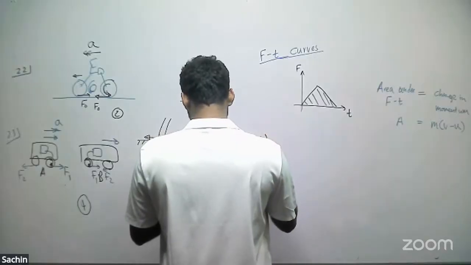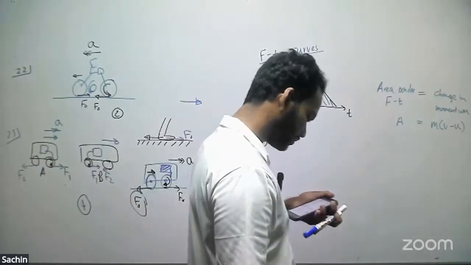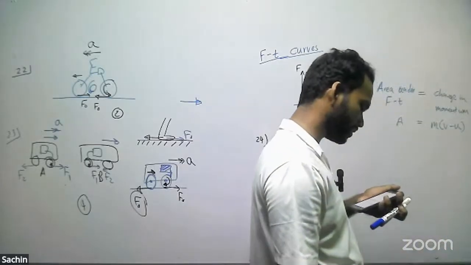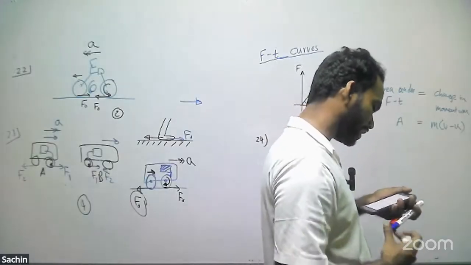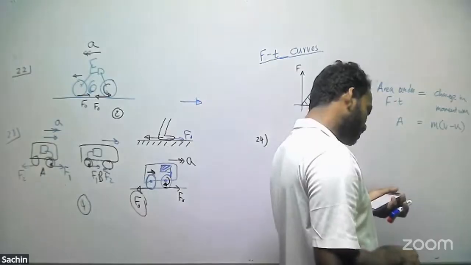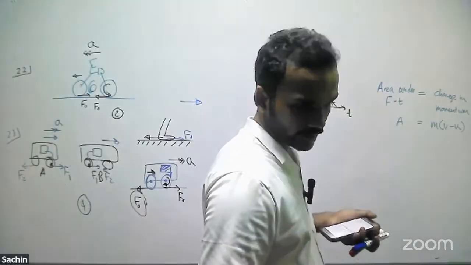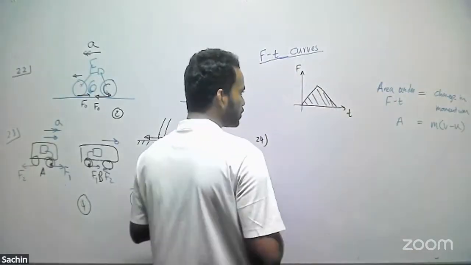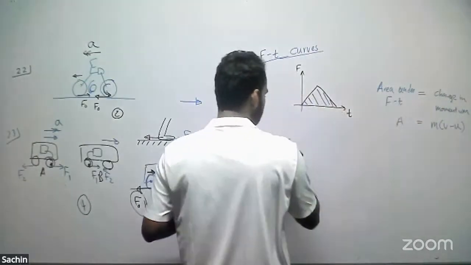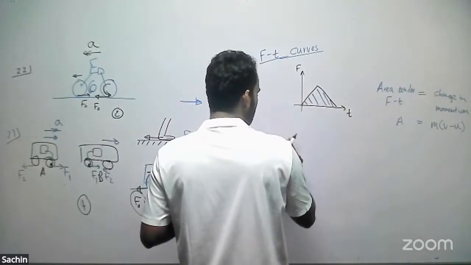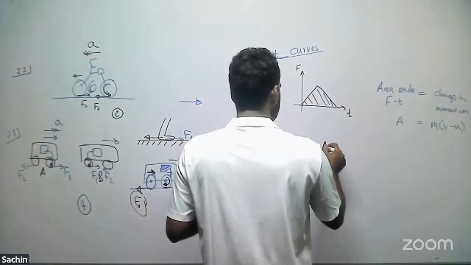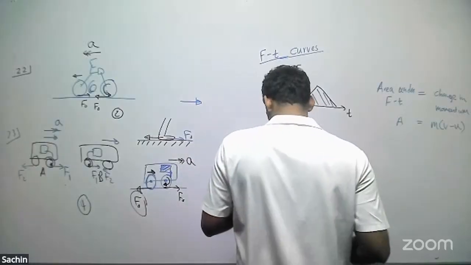First one: a body of mass 5 kg is subjected to a force F which varies with time t as shown in the graph. They are asking to calculate the momentum change. So how to find the momentum change? Simply, momentum change is equal to area. Change in momentum, I can write it like delta mv. So calculate the area under the graph.